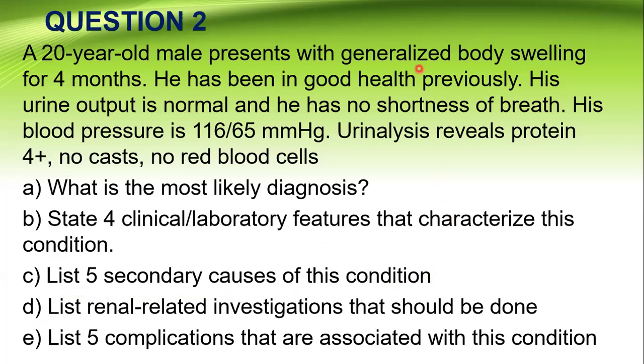List five secondary causes of this condition. There are so many. What secondary means is that a pathology outside the kidney caused the nephrotic syndrome. Diabetes mellitus, good. Hepatitis B, hepatitis C, good. Sickle cell disease, good. Minimal change disease is a primary cause of nephrotic syndrome, not secondary. So, no.